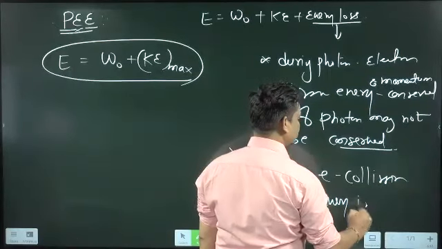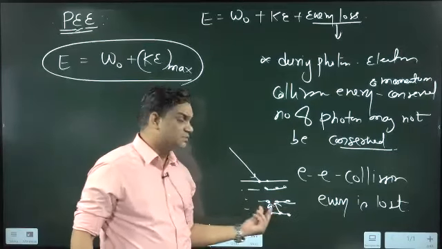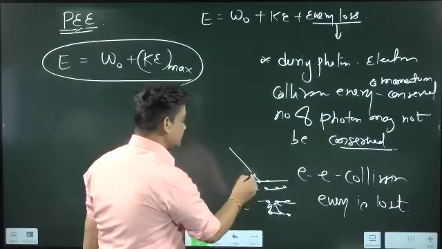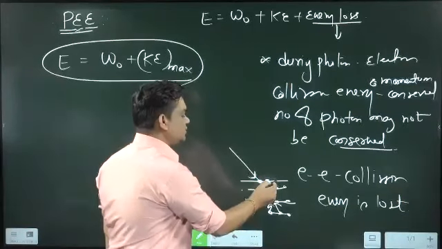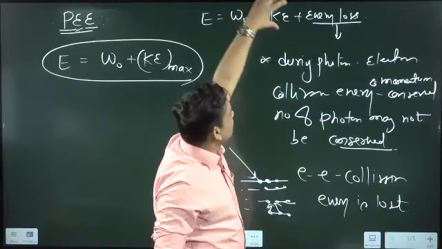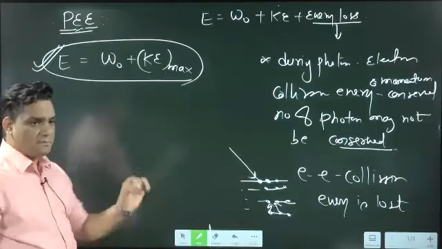Energy is lost. That's why Einstein said that you will not consider these electrons, because we don't know how much energy will be lost here. We will only consider the surface electron, in which energy loss is the minimum. And if the energy loss is the minimum, then kinetic energy will be the maximum. So we got E equal to W naught plus K max here.